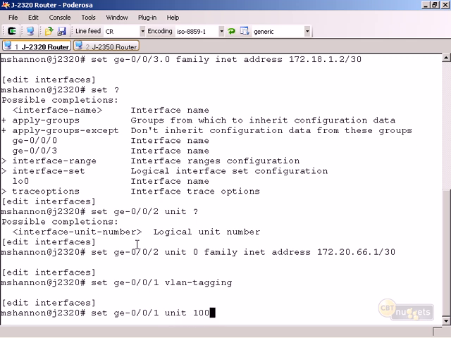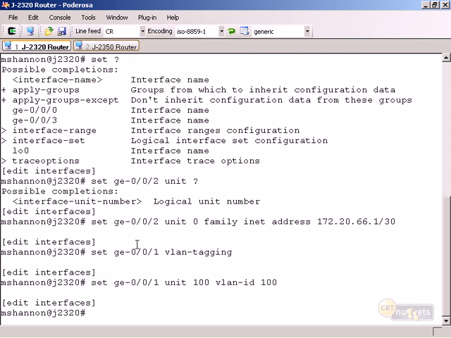Like I said, it's unit 100. It'll also be VLAN 100, VLAN ID 100. Do you have to make the unit number and the VLAN ID number match? No, you don't, but it's a good idea, and it's a great way to do it in the beginning, okay?